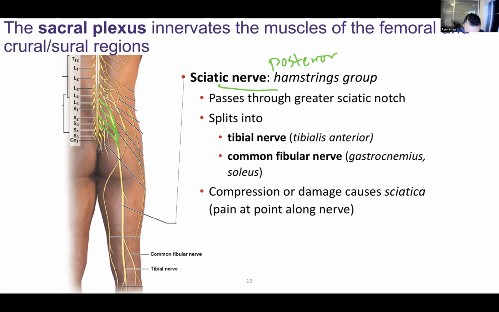This sciatic nerve, as it travels distally, will split into the tibial nerve, which will innervate the tibialis anterior for dorsiflexion, and then the common fibular nerve, which will innervate fibularis longus, but also gastrocnemius and soleus for plantar flexion.